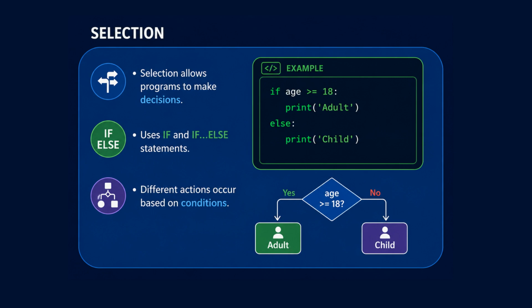Selection is very useful in real-world applications, such as login systems, grading systems, ATM machines, and online forms. Without selection, programs would not be able to make intelligent decisions based on conditions.